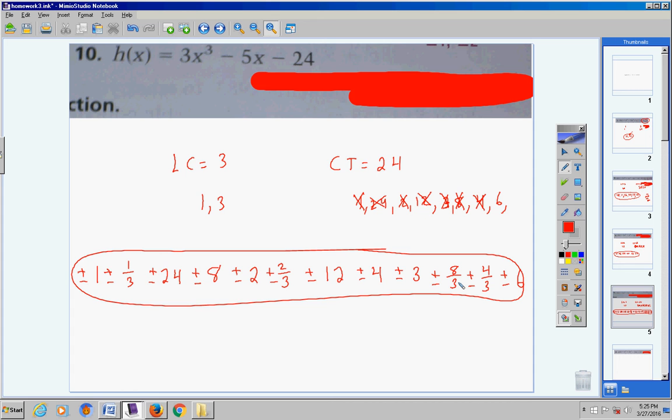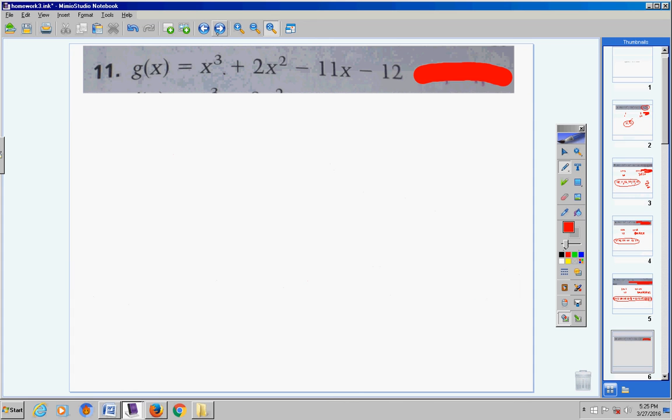Okay, alright, moving on. Numbers 11 through 19, we're going to find all of the rational zeros. So here we go. First thing you do is you put 0 in for g of x. And then we're going to break this thing down and find the zeros, okay?